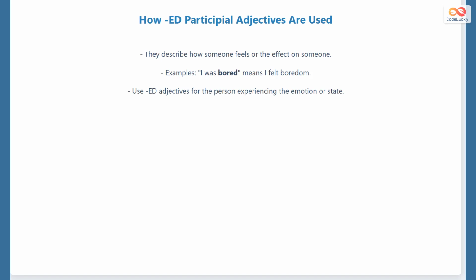ED participial adjectives are used to describe how a person feels. They often come after verbs like be, feel, seem, or look. For example, saying I was bored means that you felt boredom yourself.